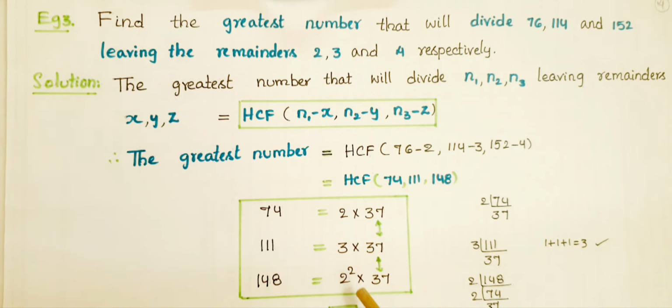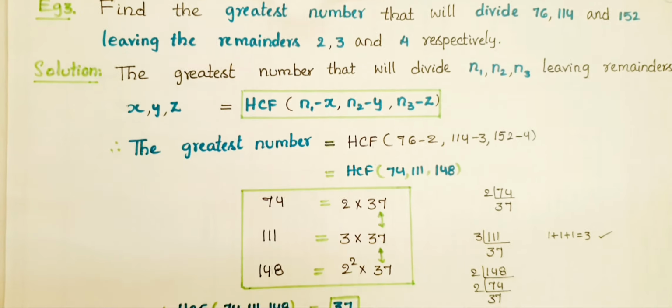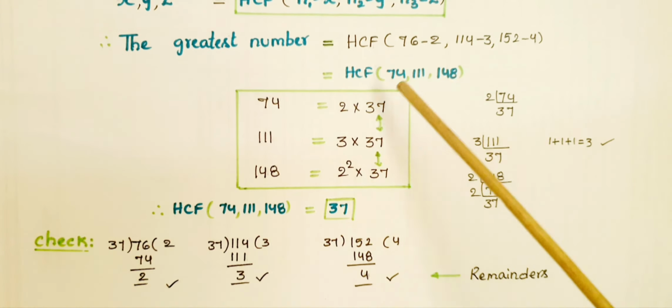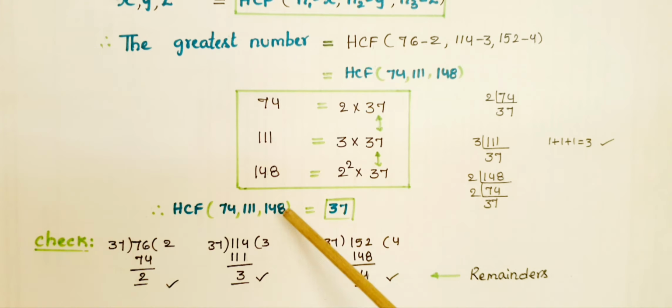So for the HCF you have to see the common factors. Here except 37 there is no other common factor, and all powers are same. So here the HCF of these three numbers is equal to 37. So this is the greatest number that will divide these three numbers leaving the remainders 2, 3 and 4.